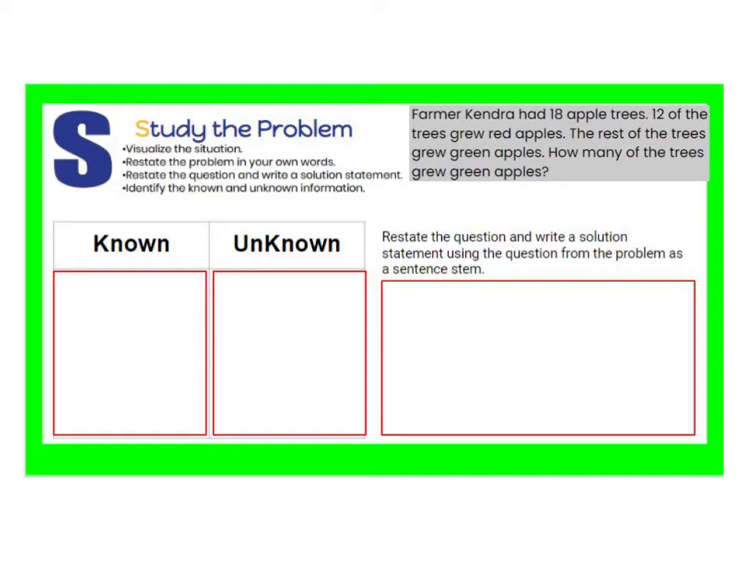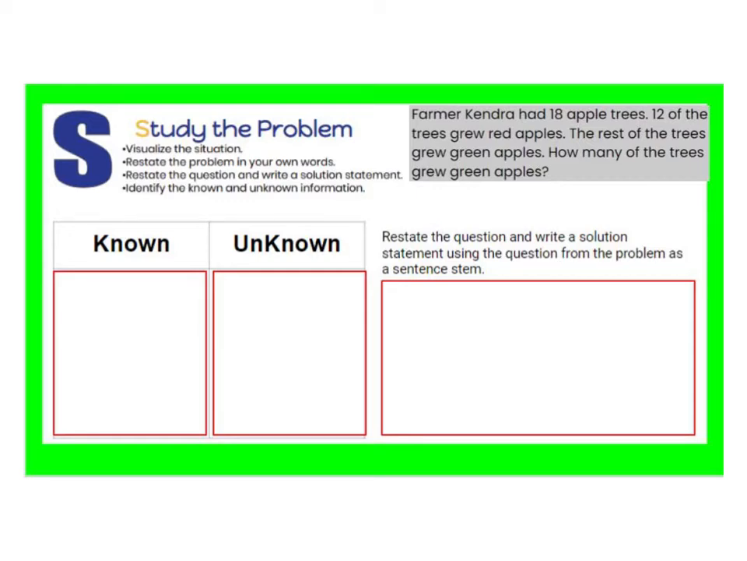So we're going to start off with S, study the problem. I'm going to read the problem one more time so that we can visualize the situation. We're going to restate the problem in our own words, restate the question and write a solution statement, and then identify the known and unknown information.